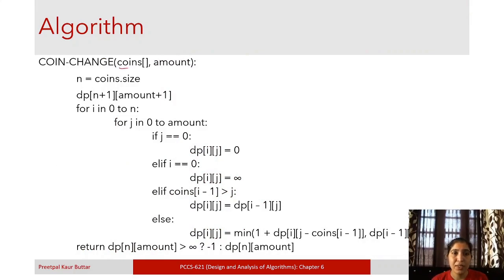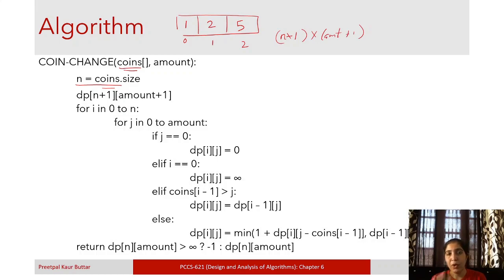We are given this array coins, which stores the values of the coins. As in the previous example, the first coin had value 1, the second had value 2, and the third had value 5. And n is equal to coins.size. Because we need to create an array of n plus 1 by amount plus 1, we first find how many coins there are.